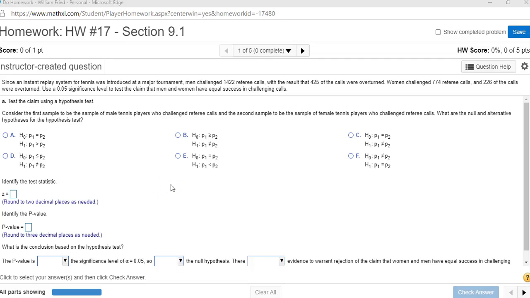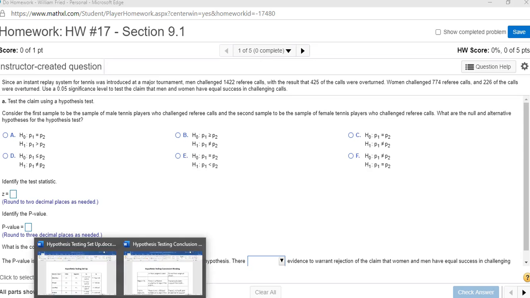I'm going to do a hypothesis test for two proportions from the homework. This one says, in a tennis tournament, for men, 425 of 1422 calls were reversed. For women, 226 of 774 were reversed. And with 0.05 significance, test the claim that men and women have equal success in challenging calls, so the two proportions are equal, is what this question is asking.